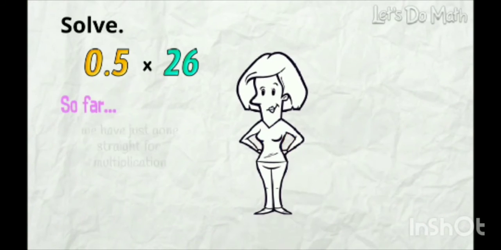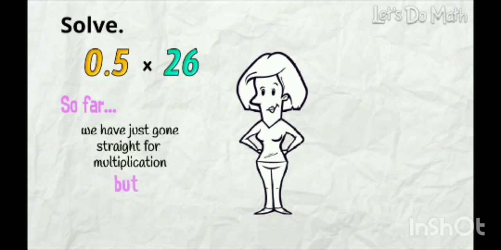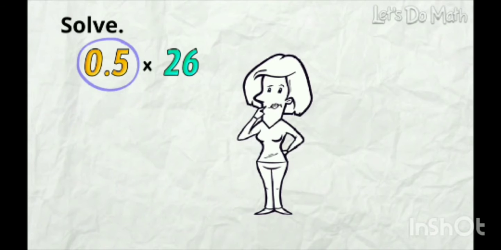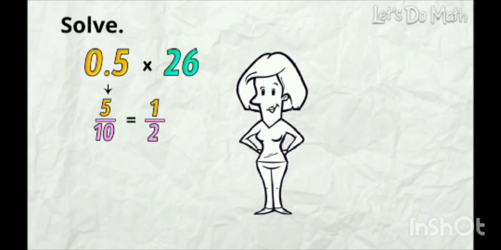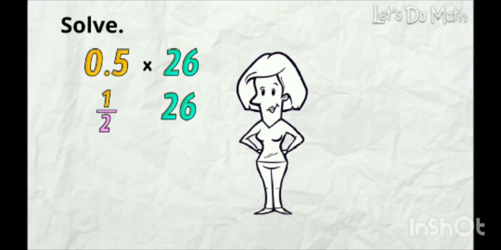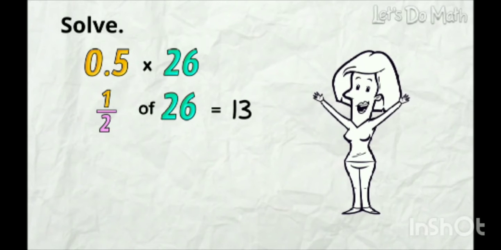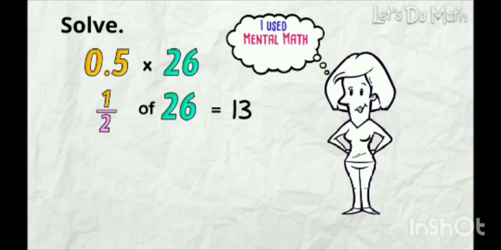0.5 times 26. So far, we've just gone straight for multiplication, but we could do this another way. We know that 0.5 is 5/10, and that is the same as 1/2. So we can rewrite this problem as 1/2 times 26, or half of 26. Can you do that in your head? It's 13. I used mental math to do that. Nothing went on paper, and it only took a moment.